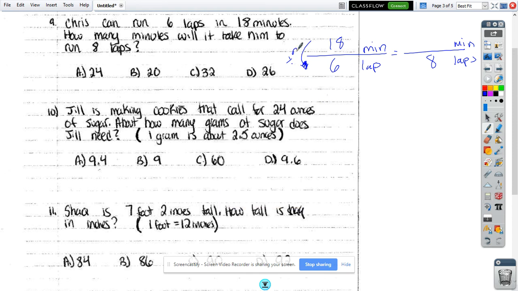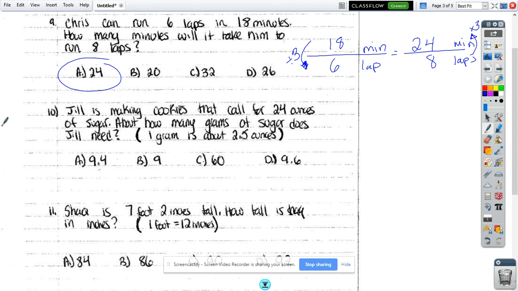So that's going to be divided by 3. And then since that's going down, my arrow over here is going to go up. So this is going to be times 3, because the opposite directions, we use opposite operations. So this is going to be 8 times 3. 8 times 3 is 24 minutes. So my answer here is 24.